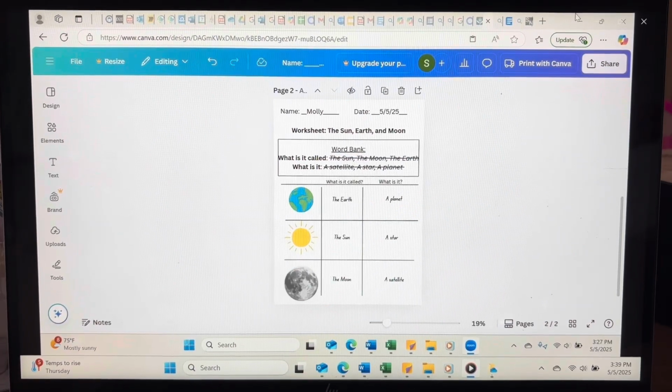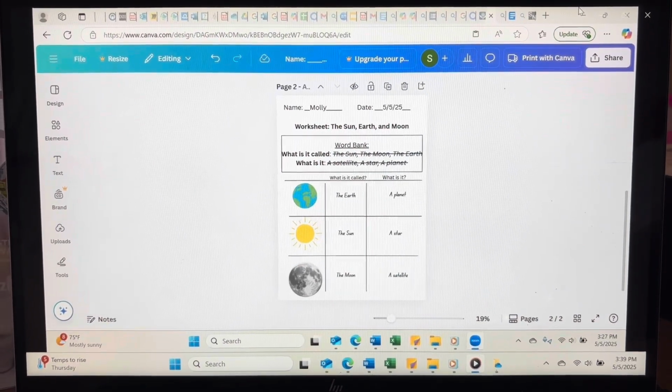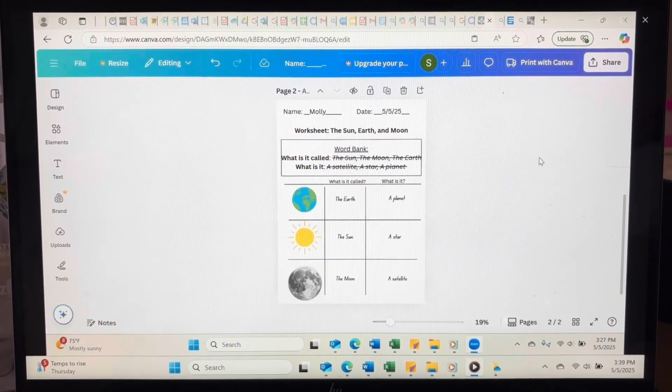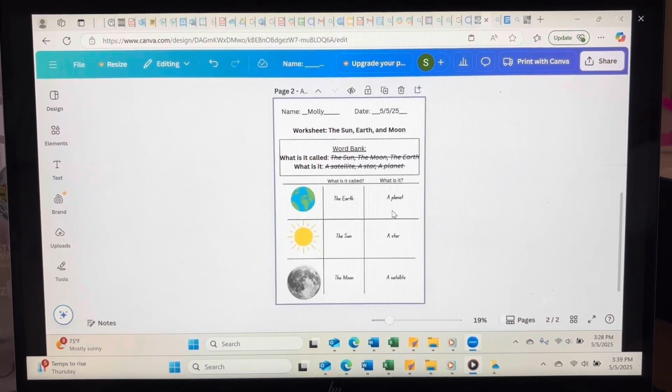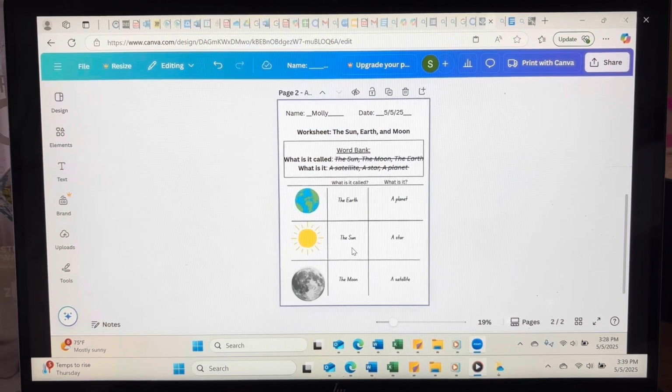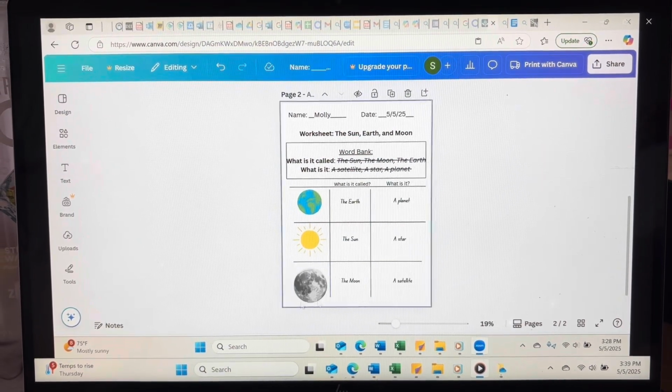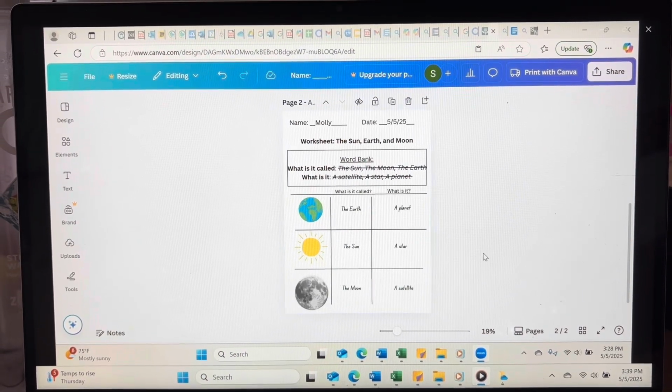We have an example of a filled out and completed worksheet. We can see that the student was correctly able to identify that this is the Earth, that is a planet, this is the sun, and the sun is a star, and this is the moon, and that the moon is a satellite.